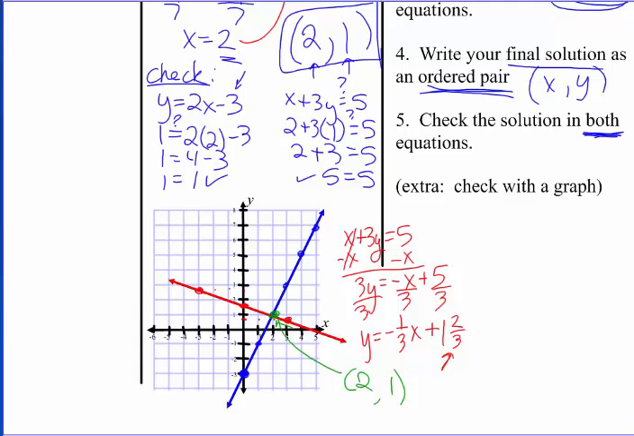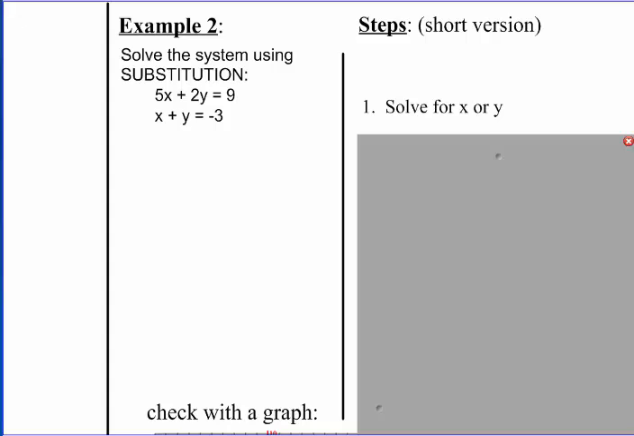All right, let's look at one more example. I have a shorter version of steps on the right here. So first thing we want to do is solve for x or y, so we have to get the x or the y by itself. So you want to look at both equations and determine which one is most convenient to rewrite.